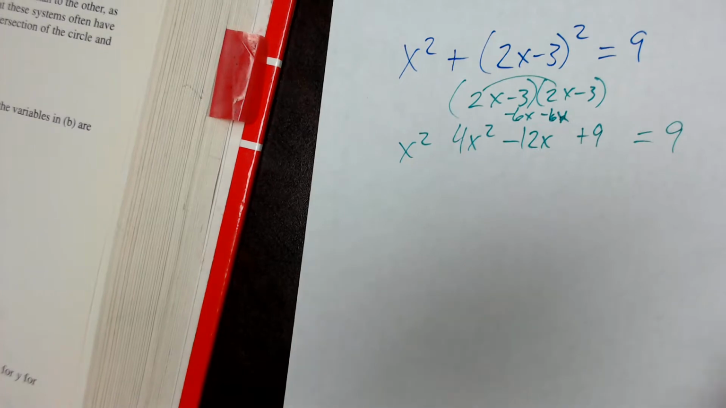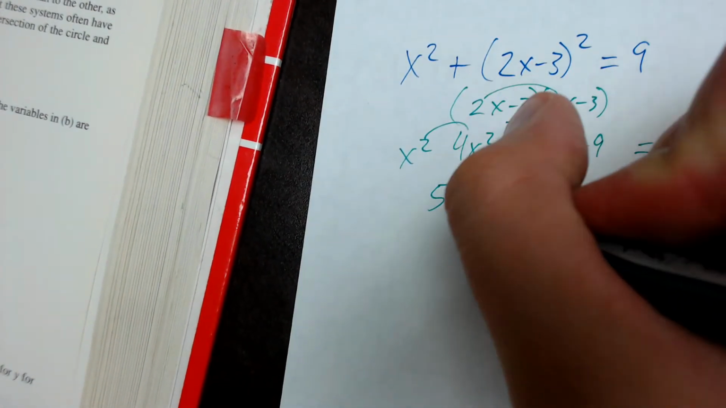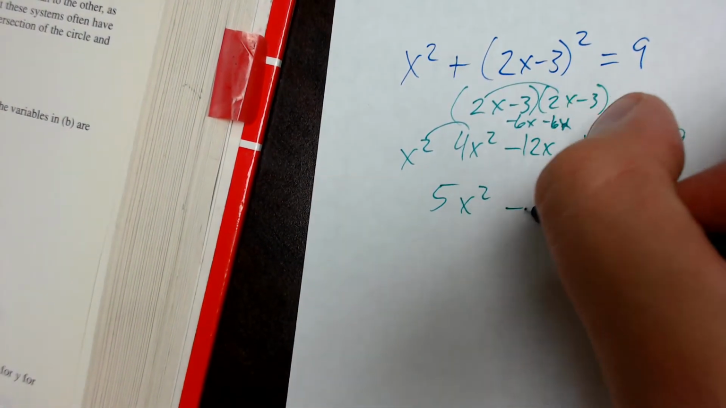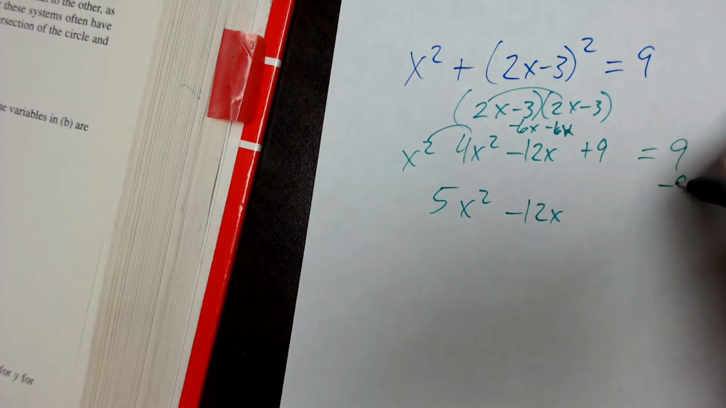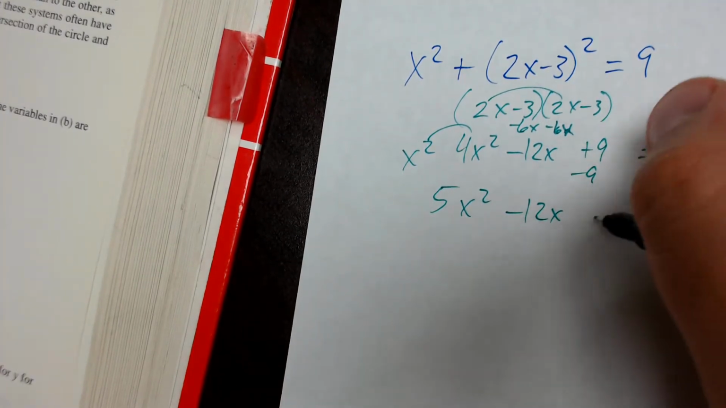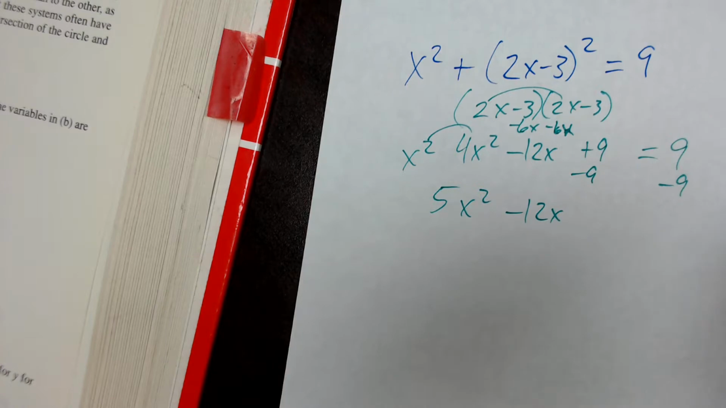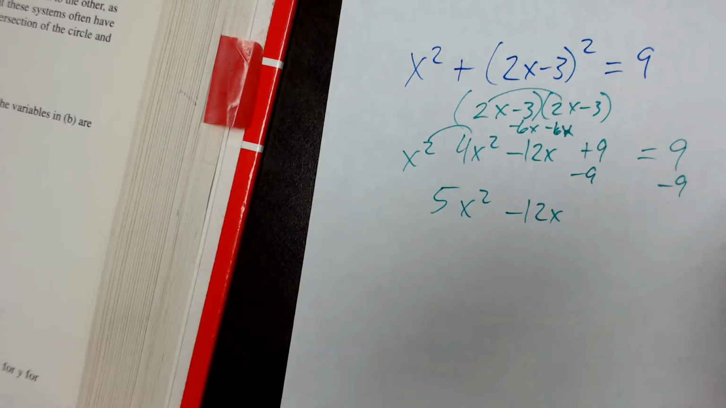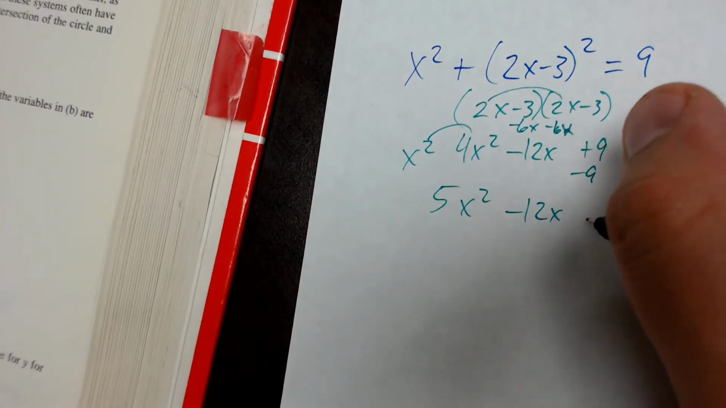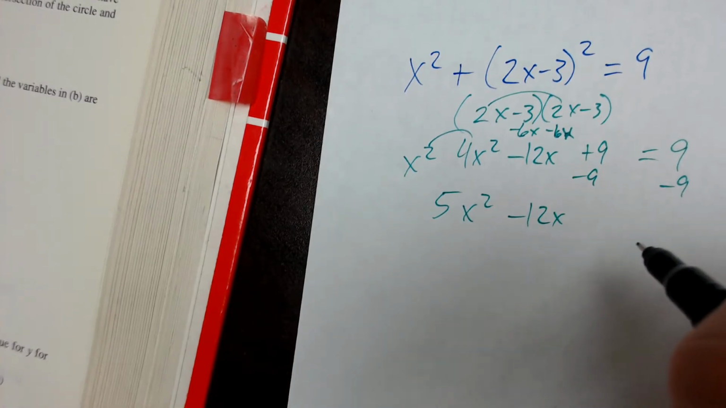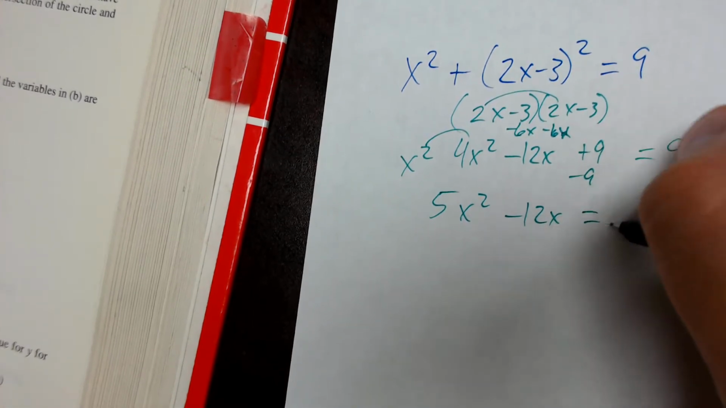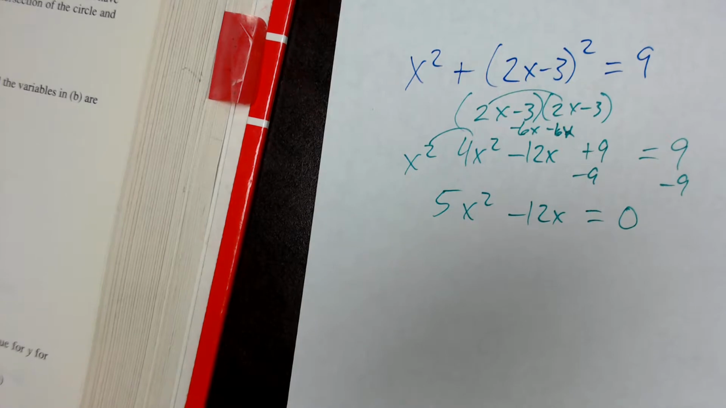Now, solve this. I'm going to add like terms. So now I've got 5x squared minus 12x, I can subtract 9 from each side, and that's going to give me 0. So what I see here is I'm going to get 5x squared minus 12x equals 0. Can I solve this through factoring?